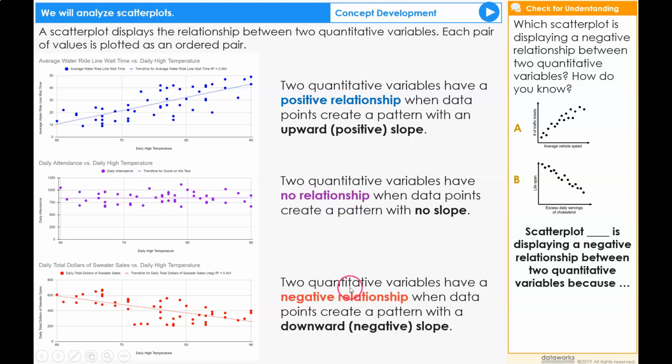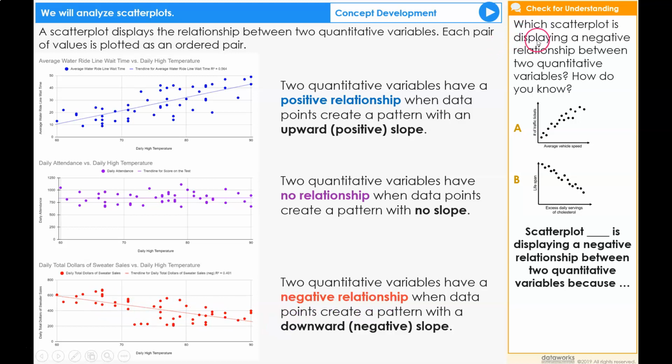Two quantitative variables have a negative relationship when data points create a pattern with a downward or negative slope. In our example of daily total dollars of sweater sales versus daily high temperature, we see that the pattern of these dots is heading in this downward direction. When we see data in this type of pattern, we will say that it has a negative relationship.